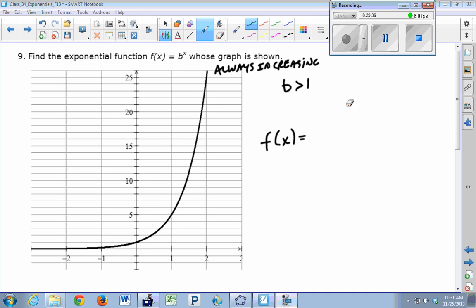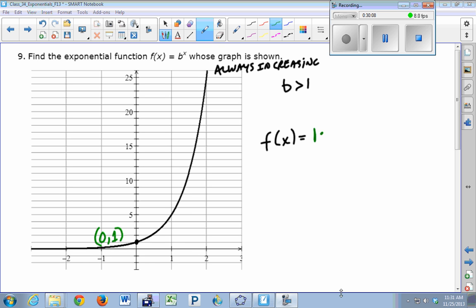Okay, so someone want to tell us how we approach trying to find the function for this exponential graph? What two points you look at? Okay, so you want to look at when x is 0. You look right there. When x is 0, your output value, f of 0, is 1, which tells you that you have a 1 out in front.